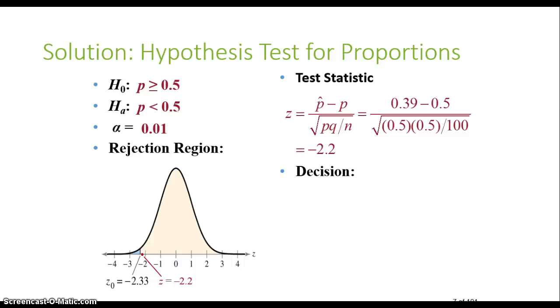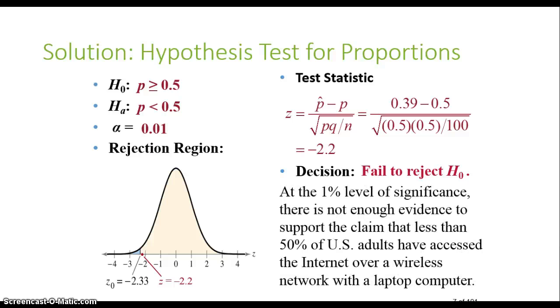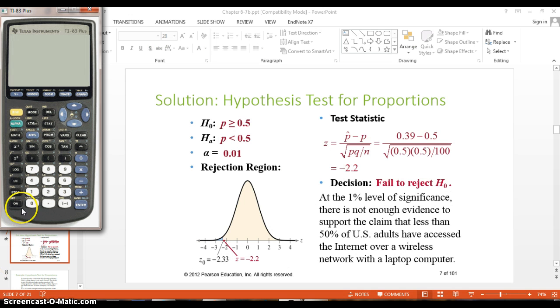So in other words, we have to fail to reject the null hypothesis. In other words, at an alpha level of 0.01, we do not have enough evidence to support the claim that less than 50% of U.S. adults have accessed the internet over a wireless laptop computer. So let's double check in the graphing calculator, make sure we get the same thing.